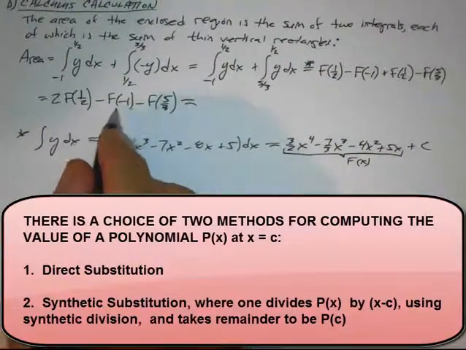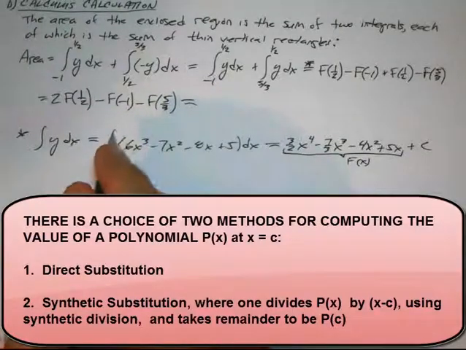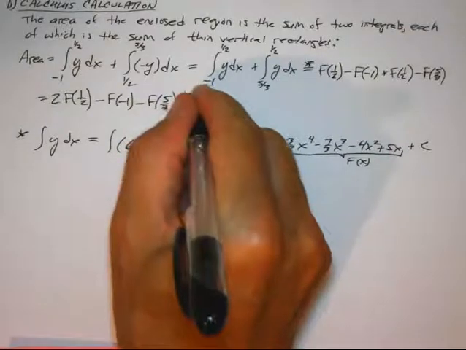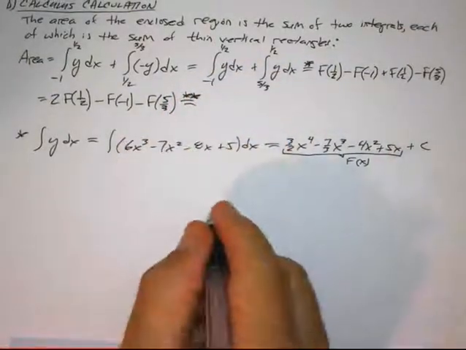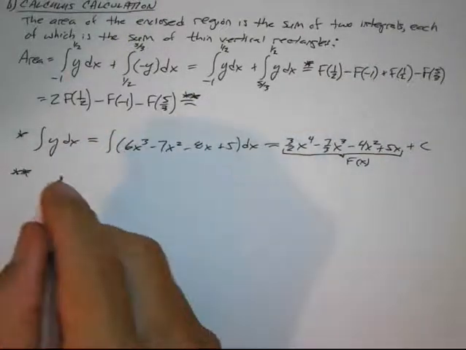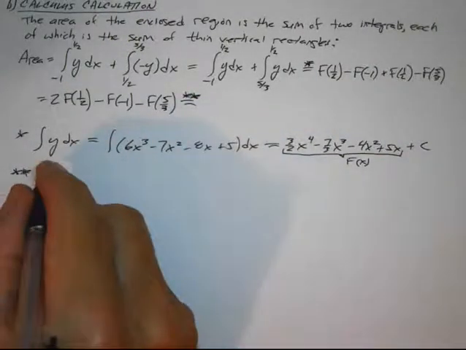Maybe the F of negative 1 we can do with direct substitution. That should be pretty simple. Okay, so double asterisk to refer the reader down to our value computation section of this. First at bat, that F of 1/2, that's one we'll use synthetic substitution for.